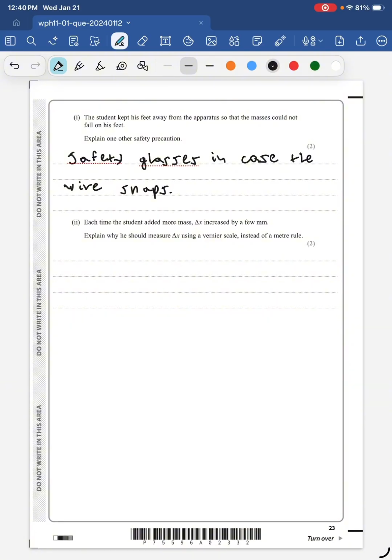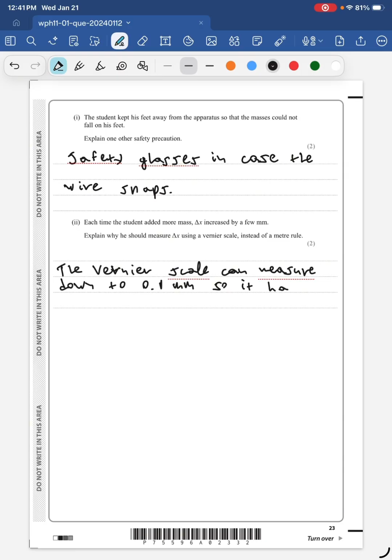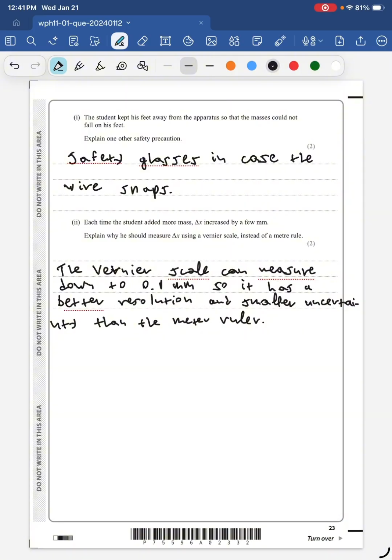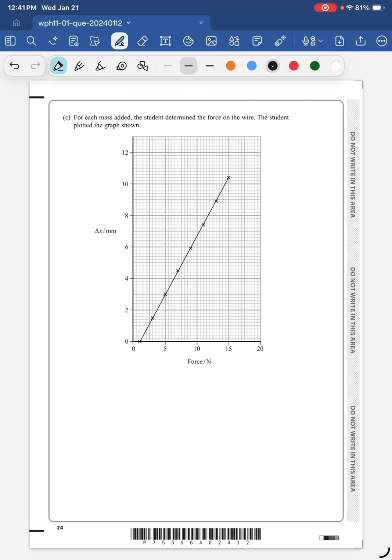Okay. So the vernier scale can measure down to 0.1 millimeters, so it has a better resolution and smaller uncertainty than the meter ruler. Okay, and now part C.